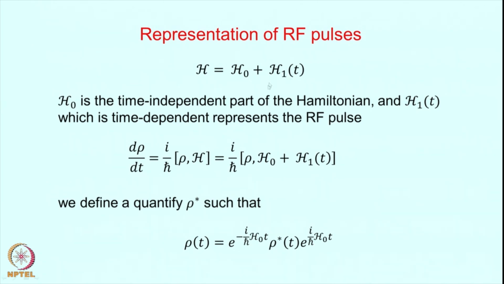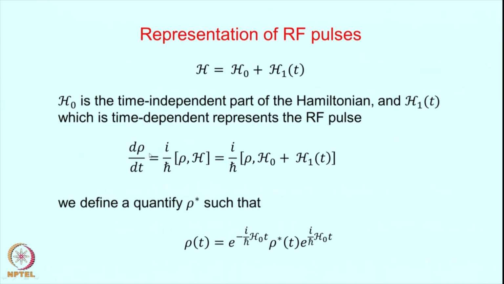The RF is applied, it starts from 0, and then it goes up and then comes down. So the radio frequency is applied for a short time tau. Therefore in this Hamiltonian there is a time dependence. This time of course is extremely short. This may be of the order of 1 or 2 microseconds and sometimes tens of microseconds, but not too long. So H0 is the time independent part of the Hamiltonian, and H1(t), which is time dependent, represents the RF pulse.